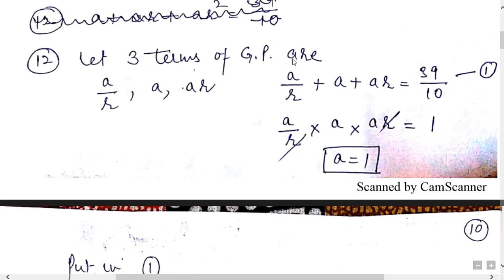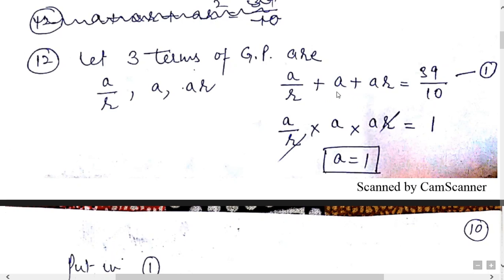Let three terms of the GP be a over r, a, ar. These are the terms. You have to keep in mind this value also. We can write this in the formulae of GP. Sum of these terms is given to you, that is 39 over 10, and product is given to you, that is 1. R and r cancel with each other, and a cube is equal to 1, it means the real value of a is 1. Now insert this value in this statement.